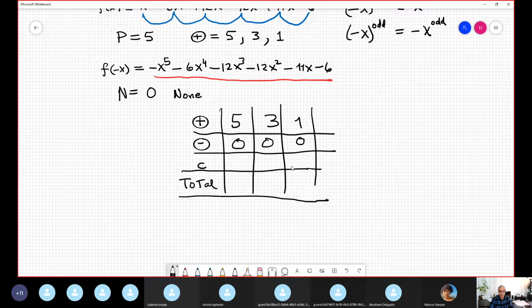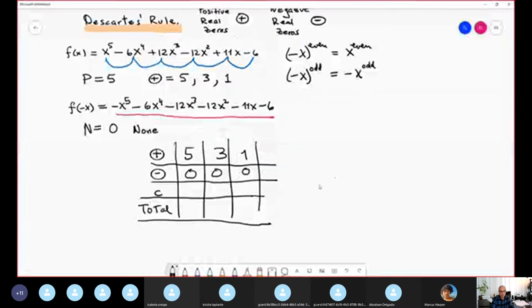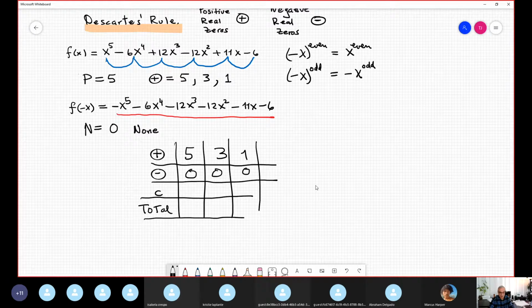What is the total? How many zeros in total does our polynomial, the original polynomial, have? What is the degree of this polynomial? What is the degree? 5. So how many zeros do we expect when you fit the problem in the polynomial? 5. This row is only 5, 5, 5 for any combination.